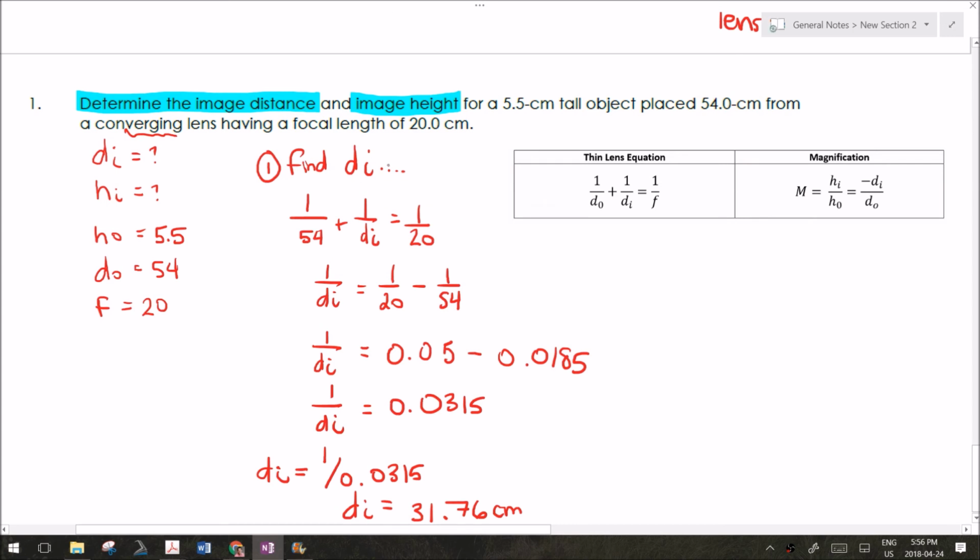So that's perfect. I have the distance of the image, but now I need the height of the image. So the only formula that has height of image is right here. Now the issue with this is I don't have m, but remember that's fine because I can use either this piece and this piece, or I can use this one and this one over here. So I'll just use hI over hO to solve for the height of my image. So I know that the height of the object is 5.5. dI is 31.76, but I remember I have to put that negative in front. And the distance of the object, or dO, is 54.